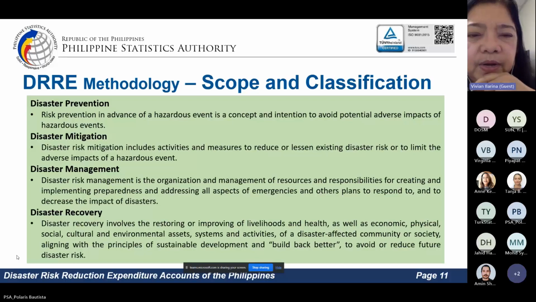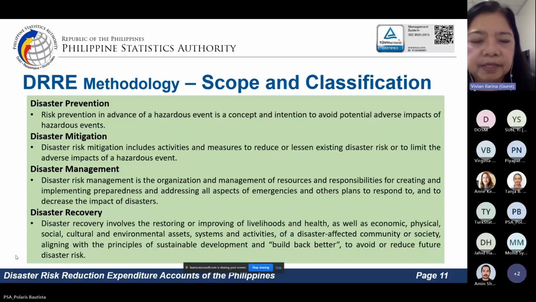And this one, we try to look at the different concepts and the different activities that are available from the data sources. And we try to define them among these activities done by the different corporations, government, households, and so on. Which ones are those that are for prevention, activities for mitigation, and so on. And from there, then we try to look at those statistics and consolidate them.